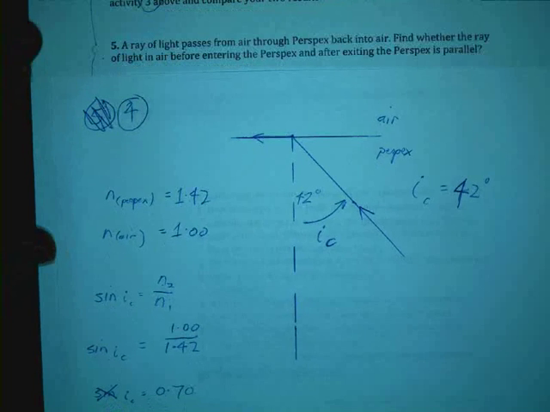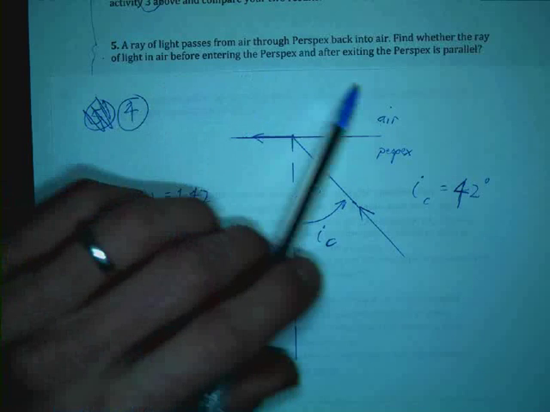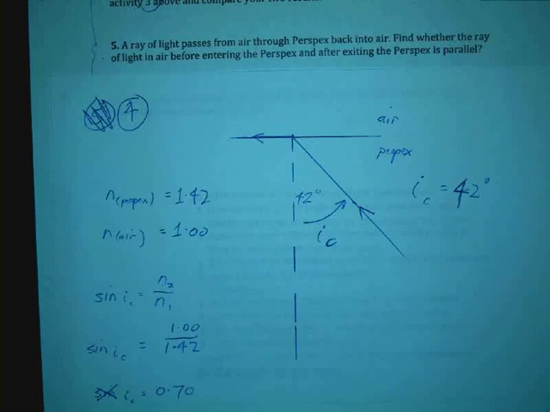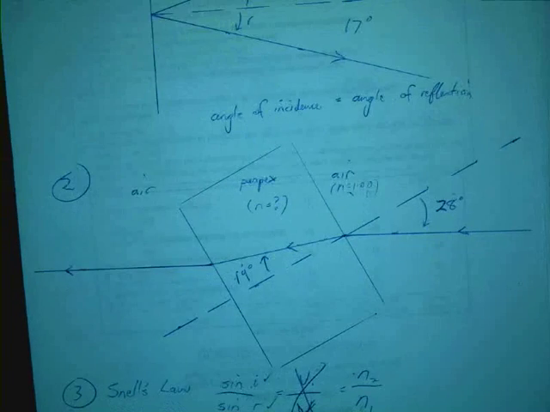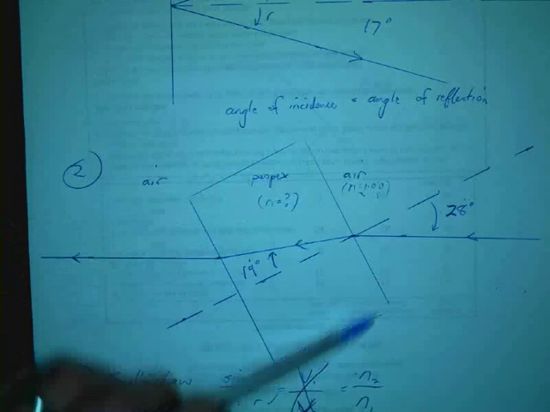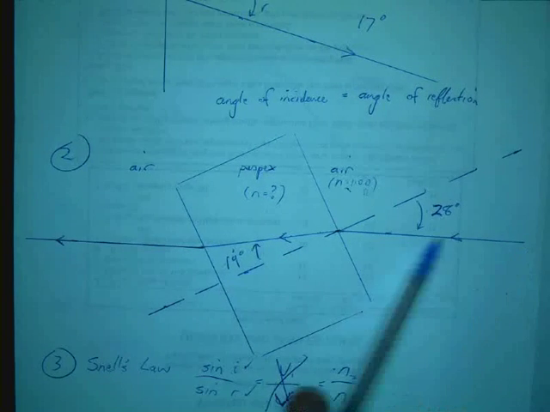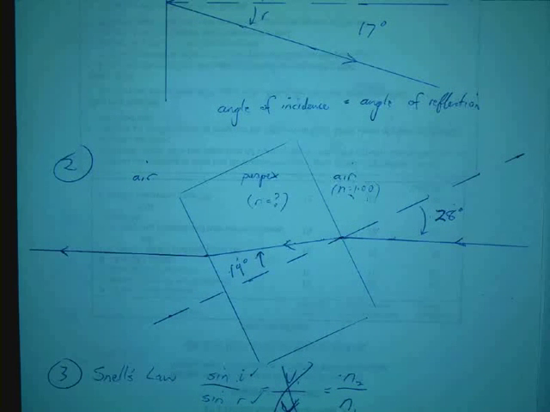Number 5. A ray of light passes from air through perspex back into air. Find whether the ray of light in air before entering the perspex and after exiting the perspex is parallel. Now, to explain what that question is asking, if we go back to our situation here where we had our block of perspex and our ray of light going through, it's asking whether this ray of light is parallel to this ray of light.